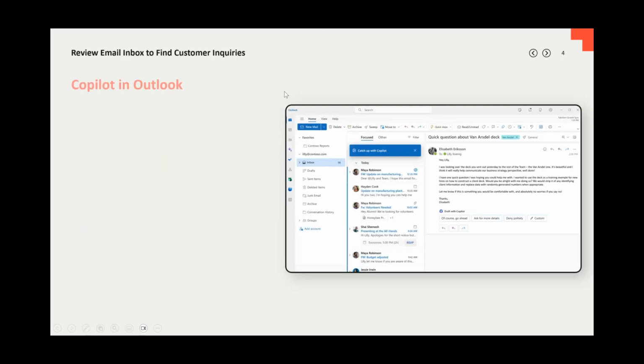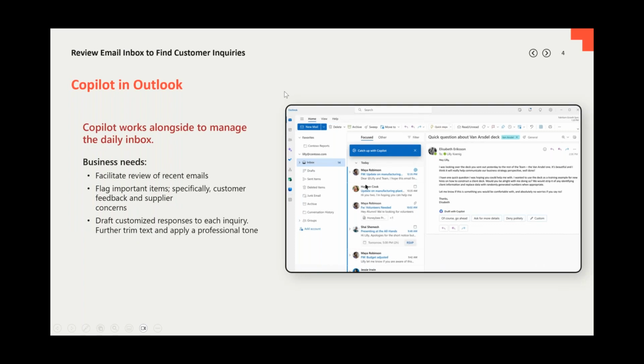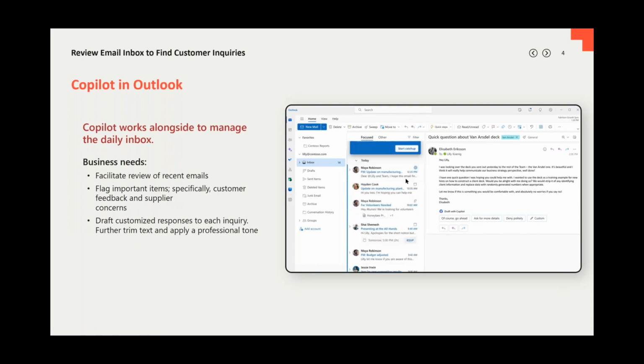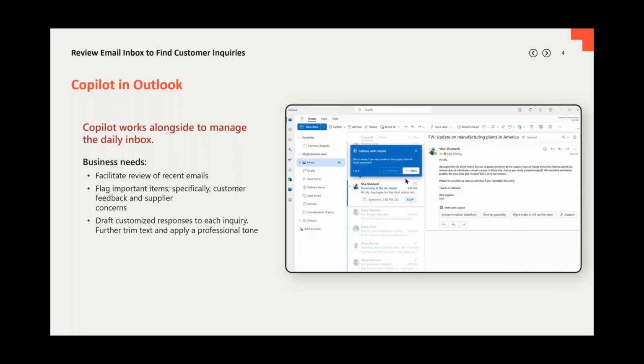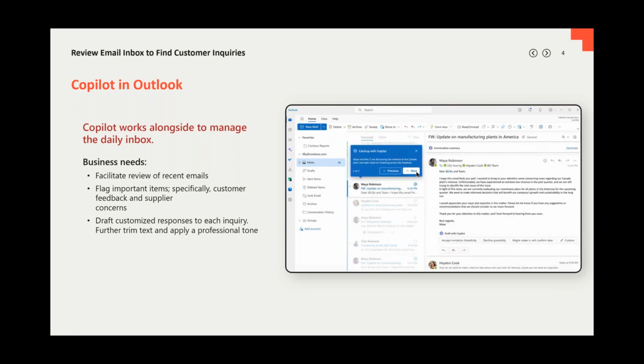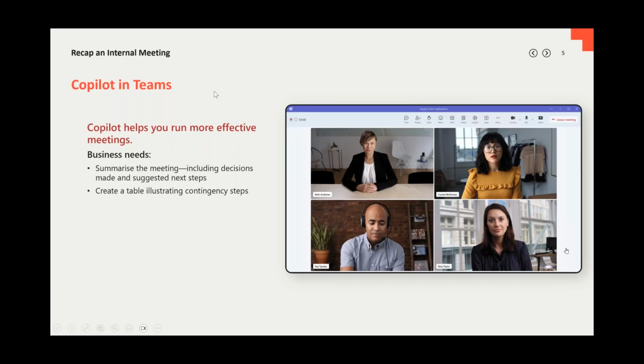So it kind of looks to complete that first draft, if you will, especially when you're considering Copilot in Outlook. It would allow you to effectively flag those important items, and you could even set it to, like I say, kind of draft that first copy of that first email.